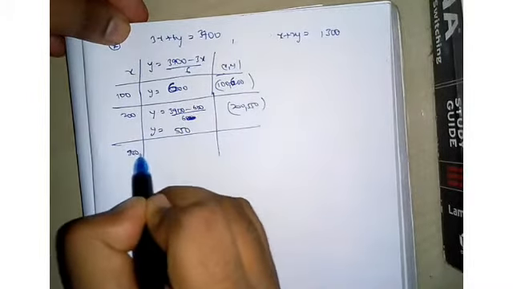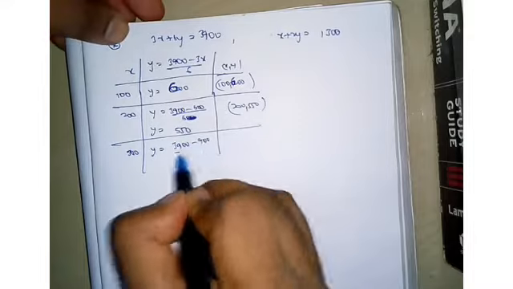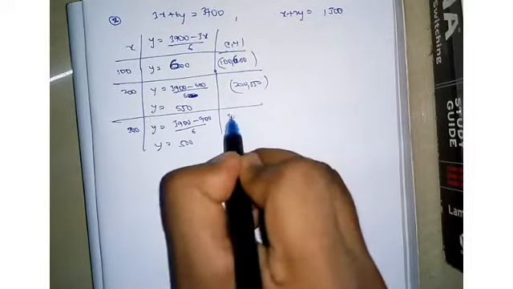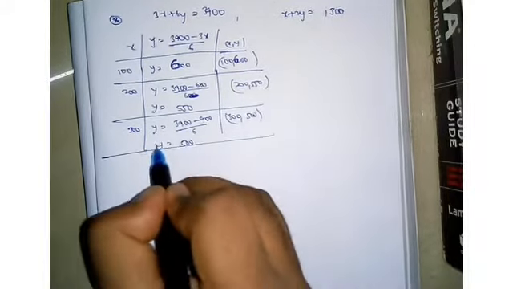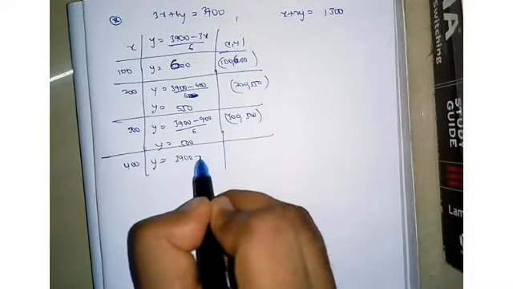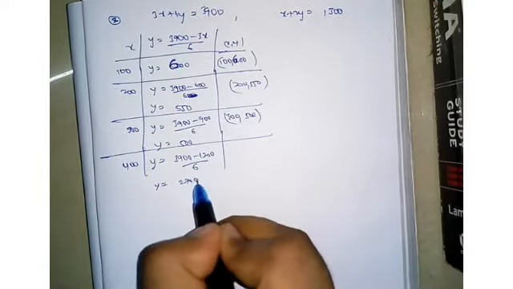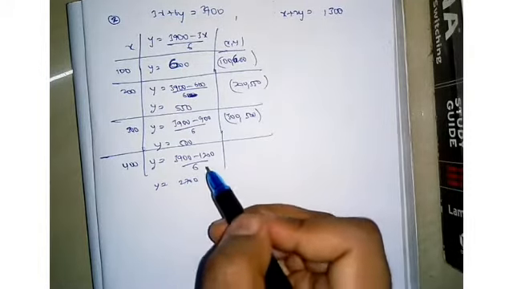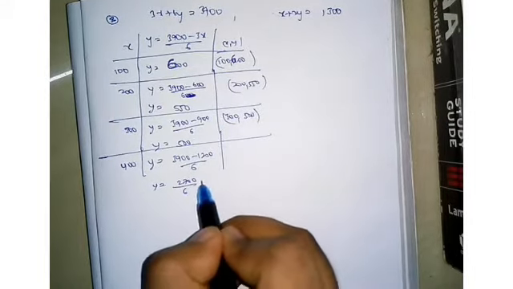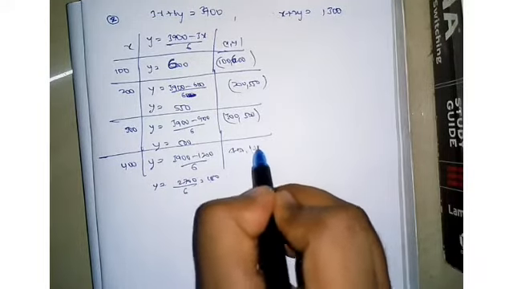For x equal to 300, y will be equal to 3900 minus 900 by 6. So y will be 3000 by 6, so it will be 500. So the point is 300 comma 500. Next 400, y will be equal to 3900 minus 1200 by 6. So y will be equal to 2700 by 6, which will be equal to 450. So it will be 400 comma 450.